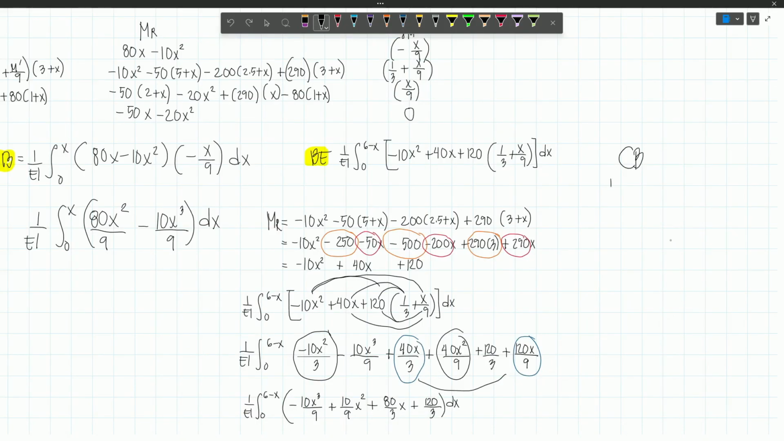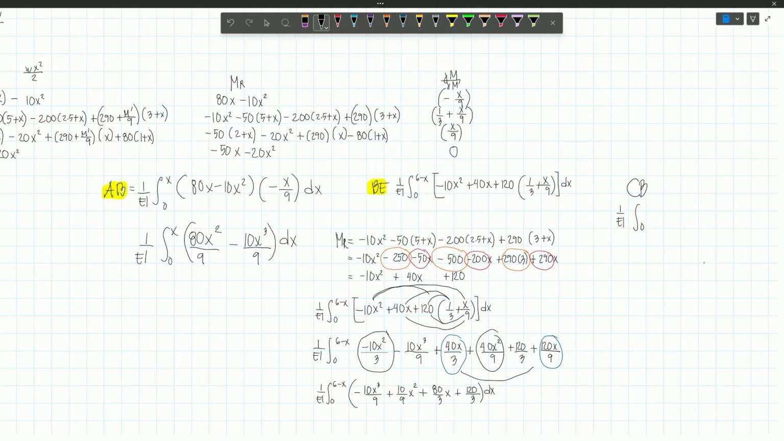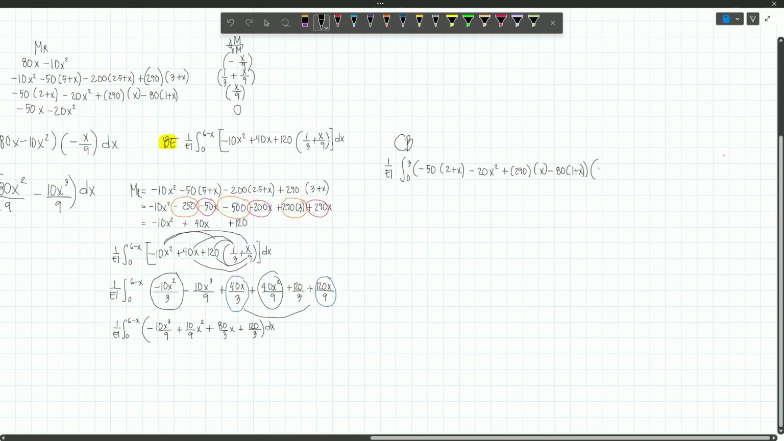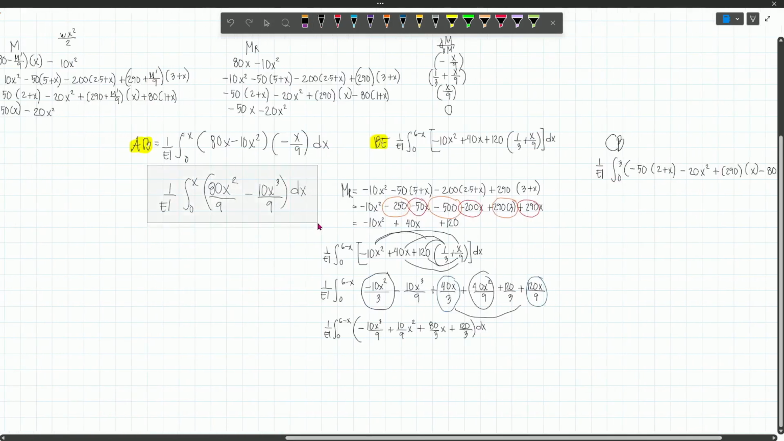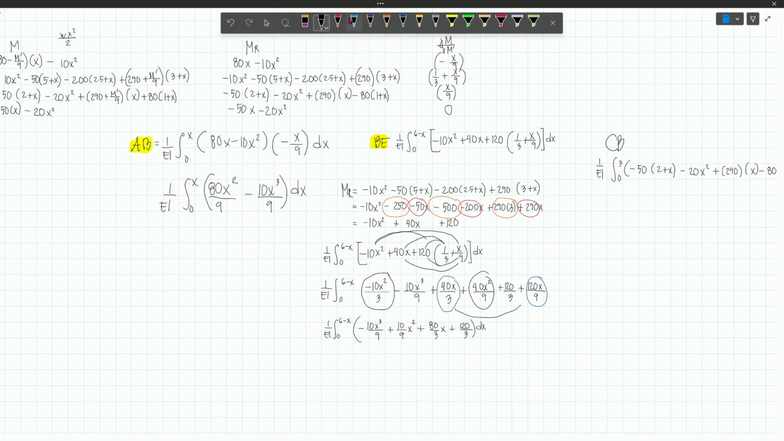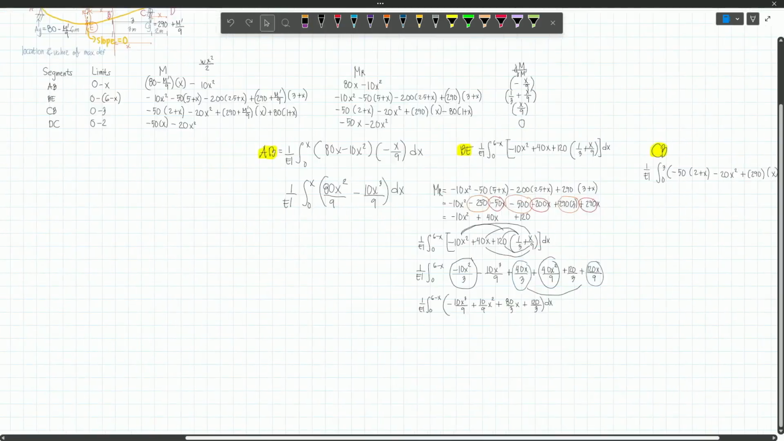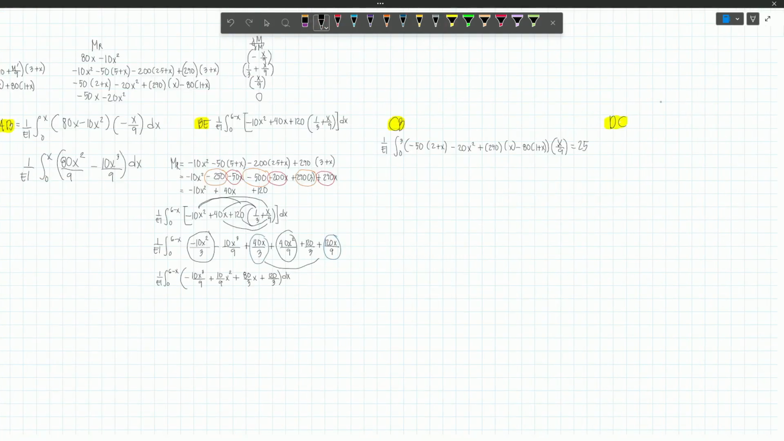So this is the integral from 0 to 3, and then we have this function multiplied by x over 9, which will give us 25. And so now let's integrate these functions, this one and this one. And then we will add all of them, and then let's set that to 0. Now again, we will not be integrating this one because negative 50x minus 20x squared times 0 will be 0 anyway. And so for segment DC, we will just obtain a value of 0 because this is what will happen: 1 over EI, integral from 0 to 2, and then we are essentially integrating 0. And so that will still be 0.